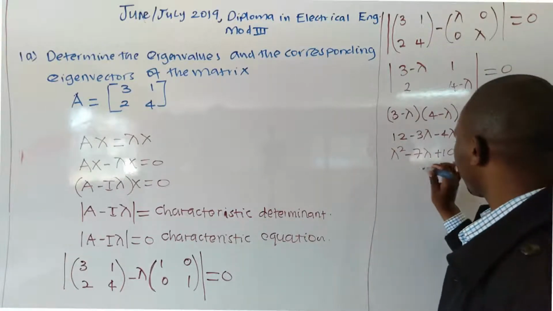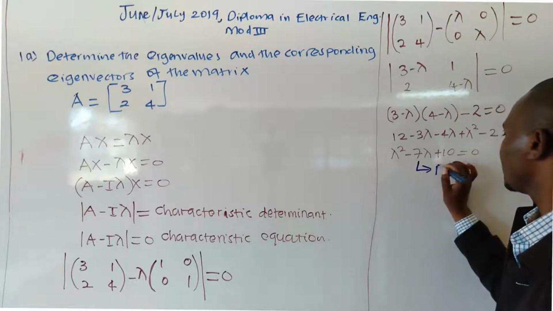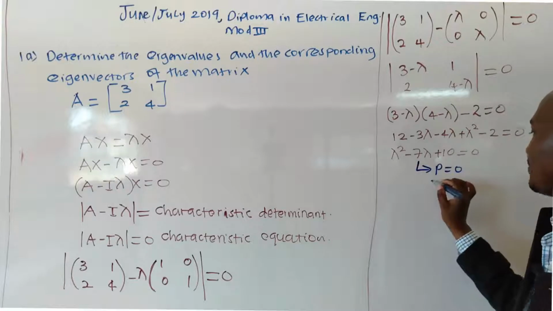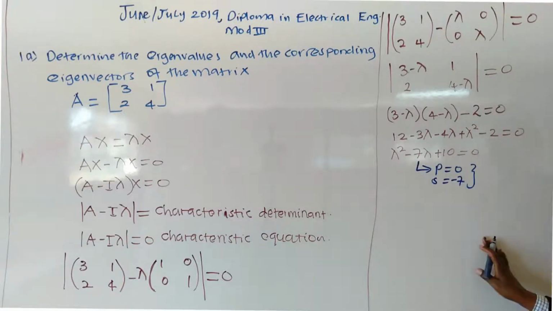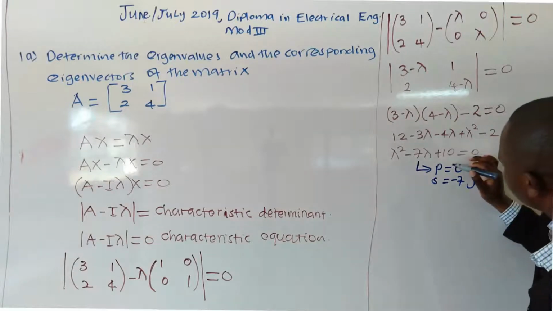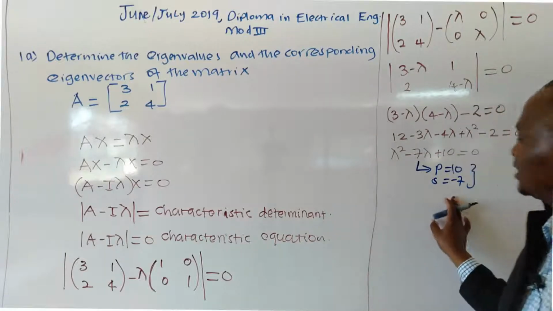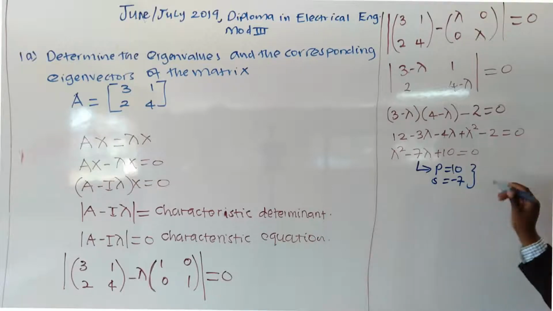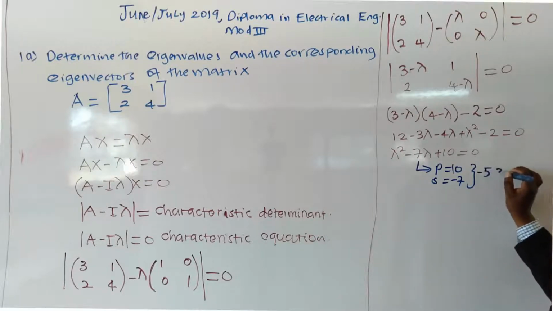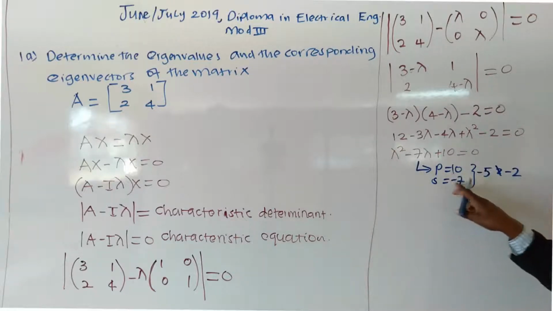We need to get the product here. The product is 10, the sum is negative 7. So we need two numbers that we can multiply to give us 10, but when we add them, they give us negative 7. These numbers appear to be negative 5 and negative 2, because if you multiply these two, they will give you positive 10. If you add them, they will give you negative 7.